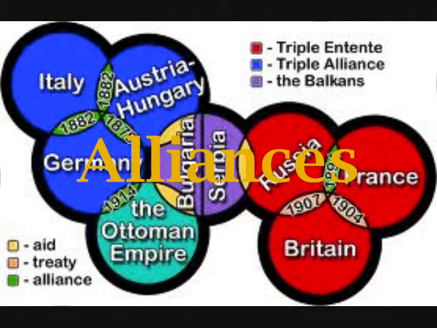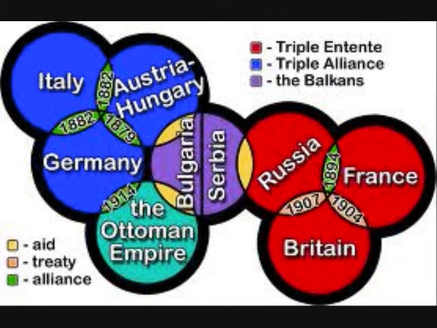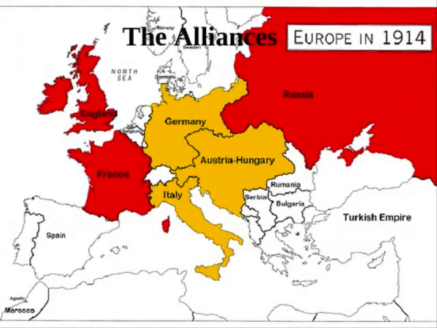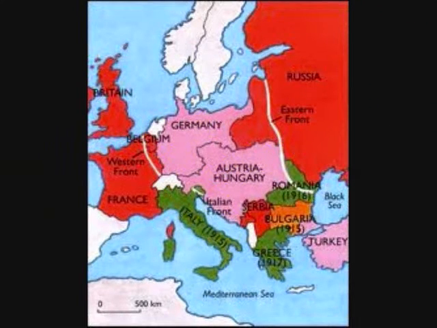A number of alliances had been signed by countries between the years 1879 and 1914. These were important because they meant that some countries had no option but to declare war if one of their allies declared war first.